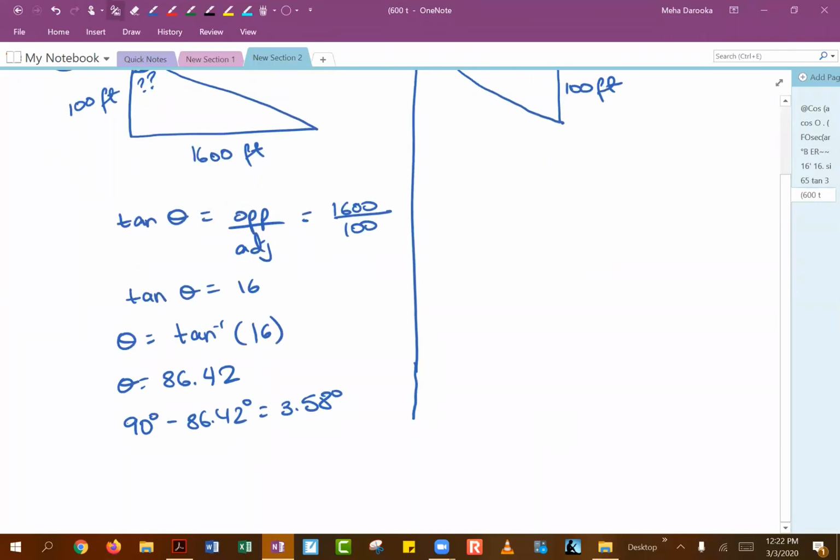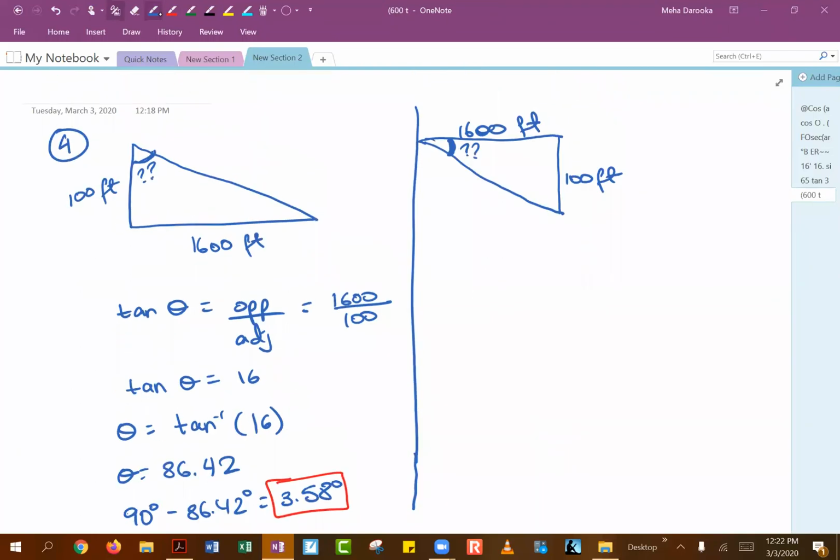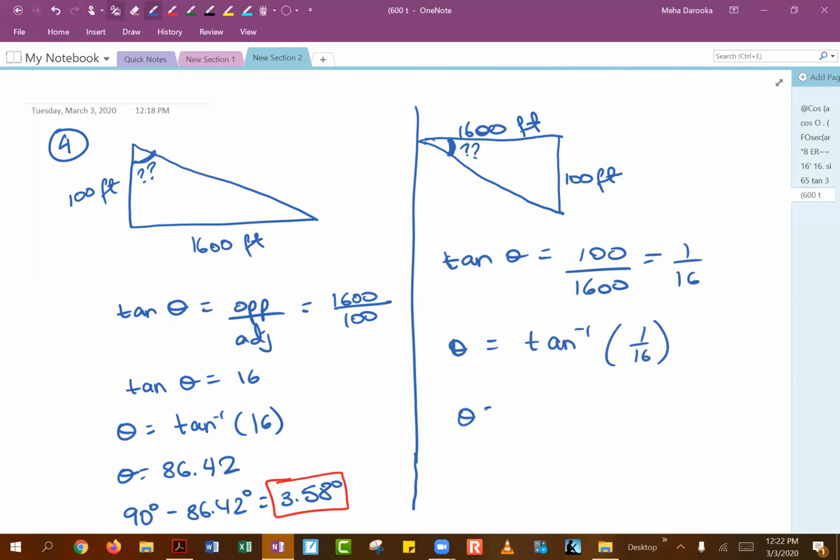So that's going to be your angle. Actually, it might be better to do it the other way, because then you would have to do the subtraction. You're starting out directly with 1 over 16. Theta would be tangent inverse, which should give us directly the answer we want.